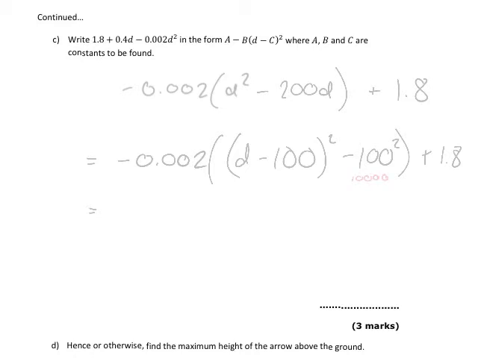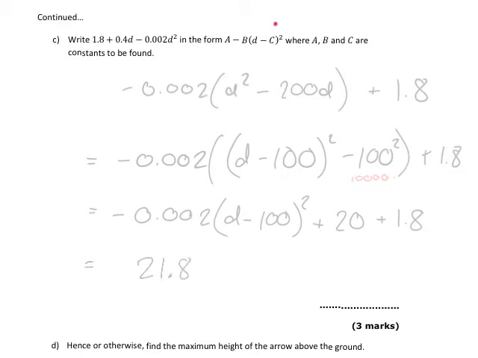Now if we expand in, the outside term minus 0.002 times the squared bracket, that's really easy to write down. We now also need to multiply it by negative 10,000, which should come out as positive 20. And then adding the 1.8 and rearranging into the order that you see asked for in the question. A is 21.8, B is 0.002, and C is 100.